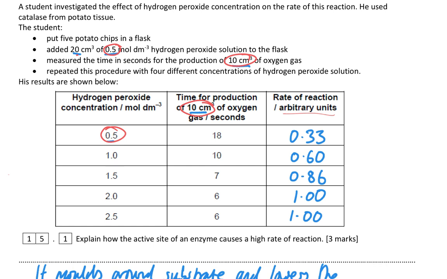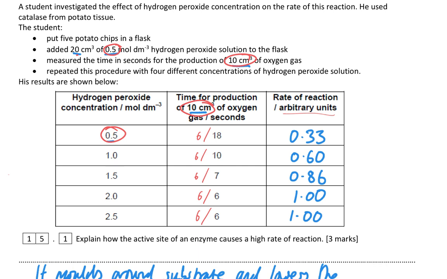So yeah, I'm basically dividing 6. I'm going to say the shortest time is 6, and therefore I'm going to divide by 6. 6 divided by 6 is 1. 6 divided by 6 is 1. 6 divided by 18 is 0.3 recurring. 6 divided by 10 is 0.6. And then 6 divided by 7 is 0.86.